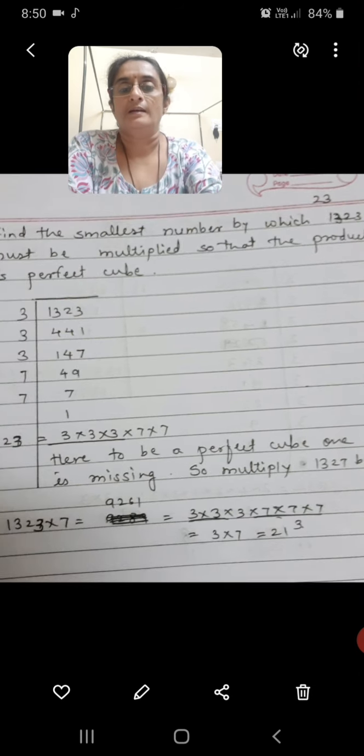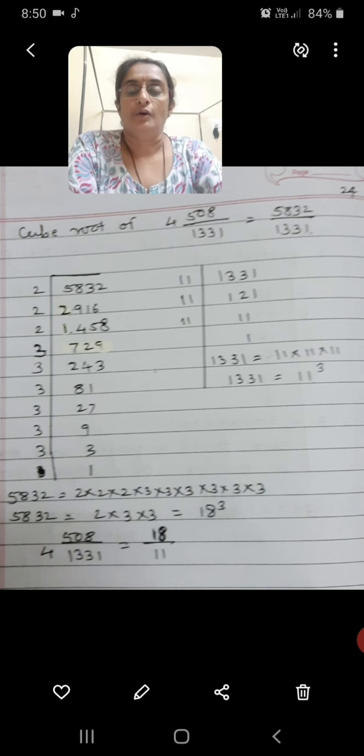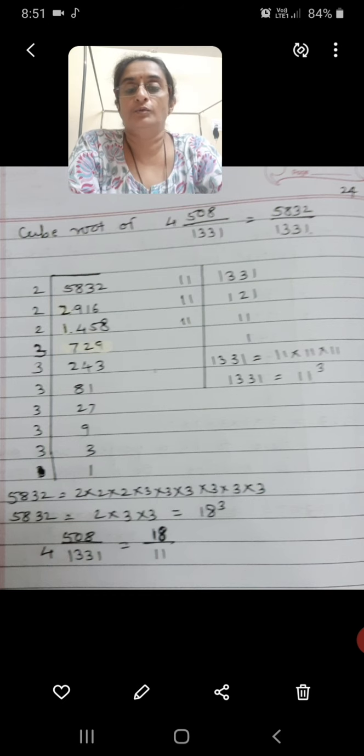Let us solve one more example. Here the number given is a mixed fraction and you have to find the cube root of that given number. So we will convert it into an improper fraction by multiplying 4 and 1331 and adding 508. You will get 5832 by 1331. Now we have to find the cube root of both the numbers. So 5832's root is 18 and 1331's root is 11. So the answer is 18 upon 11.